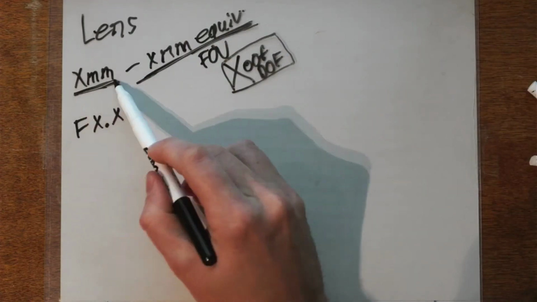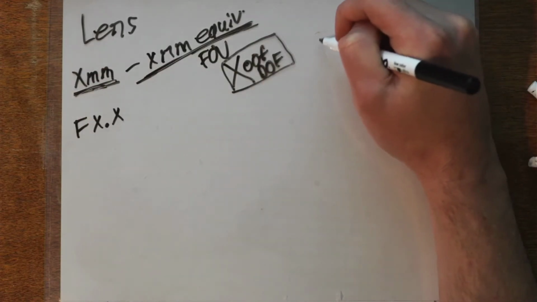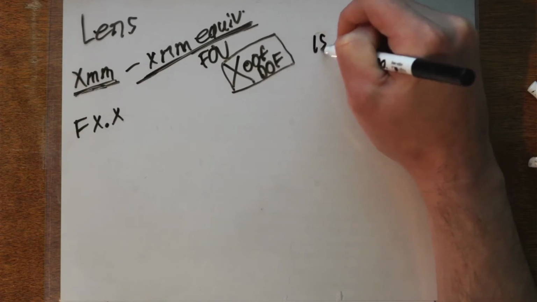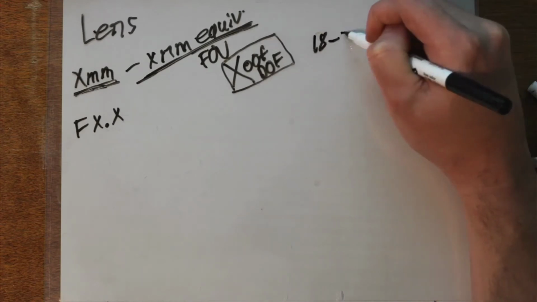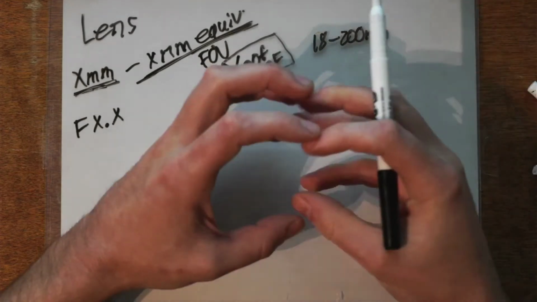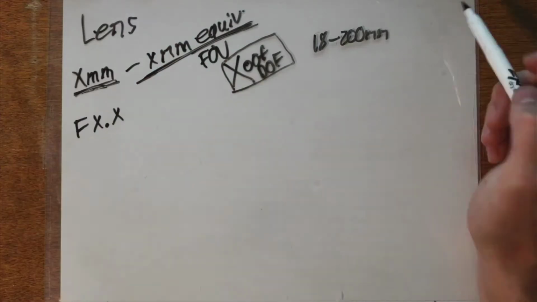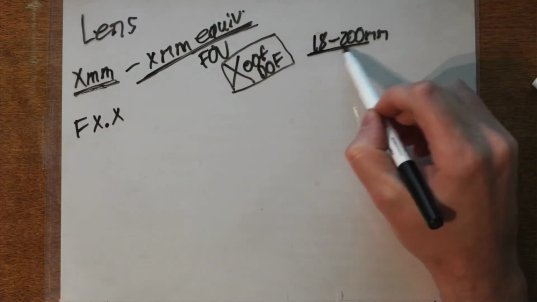When we're working with millimeter ranges that change, sometimes you will see, let's say, like 18 to 200 millimeter. Right? That's a zoom lens. That's a lens that can change its effective focal length. So we're changing our effective focal length.